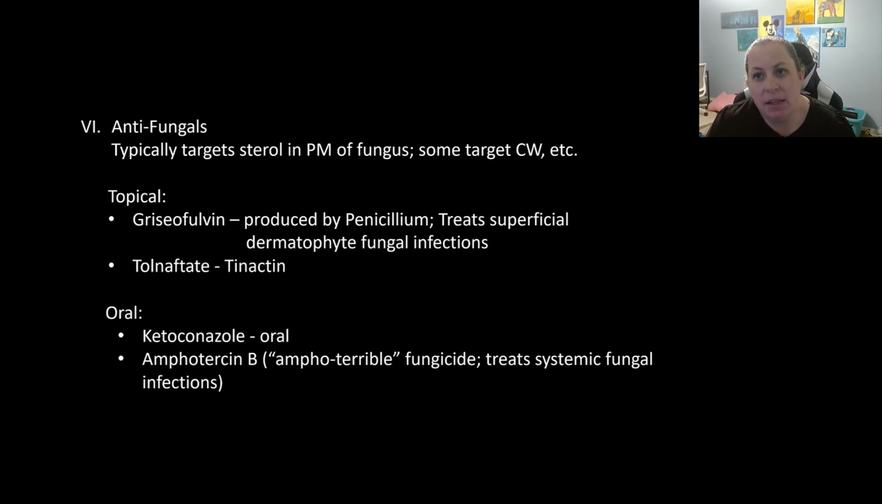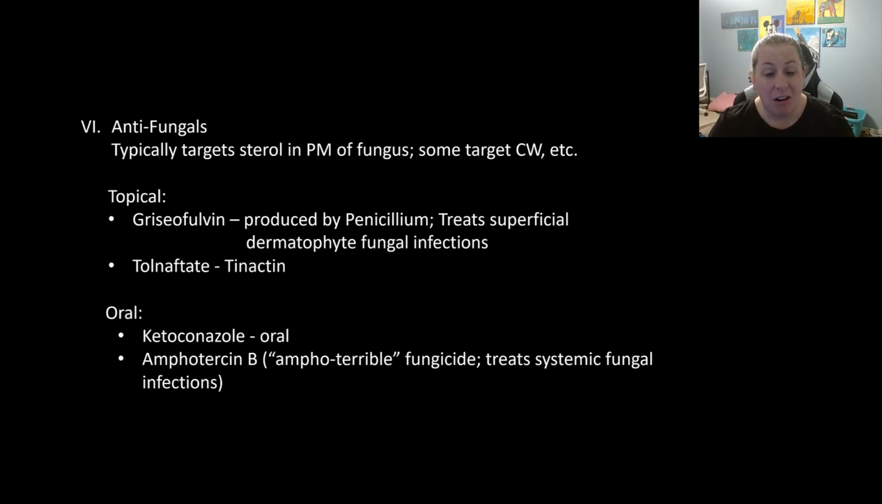Now, the last little bit of these notes are going to look at the other groups of antimicrobial medications. We're going to look at the antifungals, antivirals, antiprotozoans, and so on. When we look at antifungals, these are typically going to target sterol in the plasma membrane of the fungus. Some of them could also target the cell wall, because fungus does have a cell wall and it is different. And so that's going to be some of the areas that we're going to target.